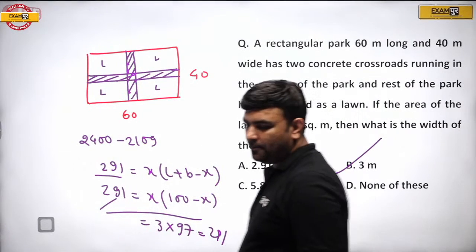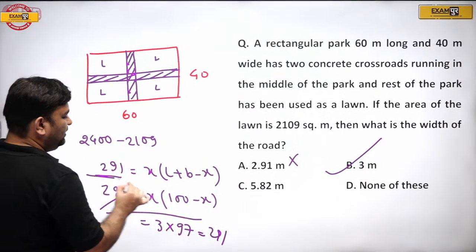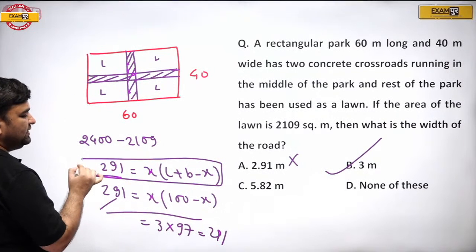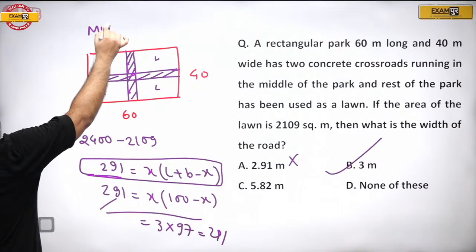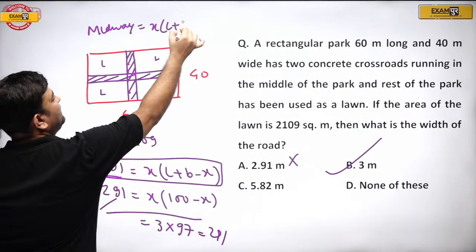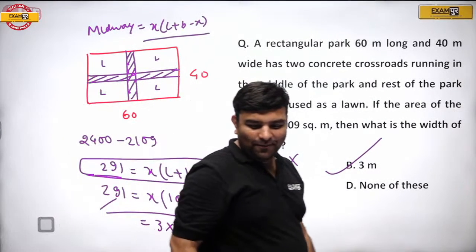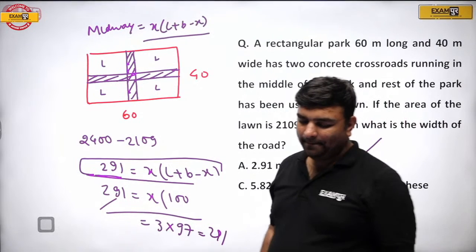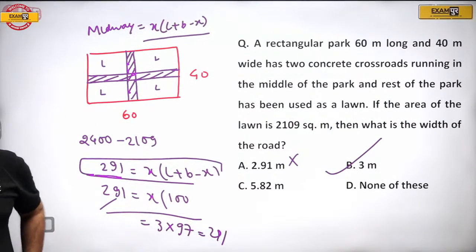Watch out, guys. If the road is midway like this, then the formula for the area of road is x times L plus B minus x. For the midway, the formula is x times L plus B minus x. We used to discuss them a lot, na? Do you remember those days?